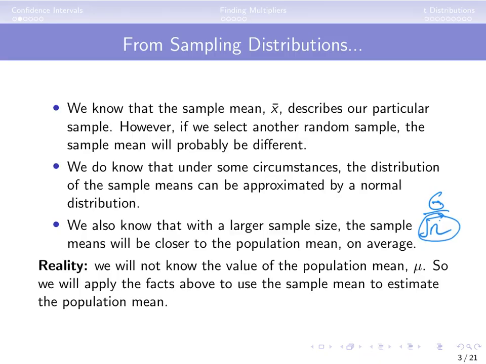In reality, if you look at the calculations that we did in the last set of slides, we actually assumed we knew the values of the population mean and population standard deviation. Those values are not known in reality. So how are we going to use these ideas? We don't know the true value of the population mean, but we will apply the fact that the sample means will follow a normal distribution. We use that fact to use the sample mean to estimate the population mean.